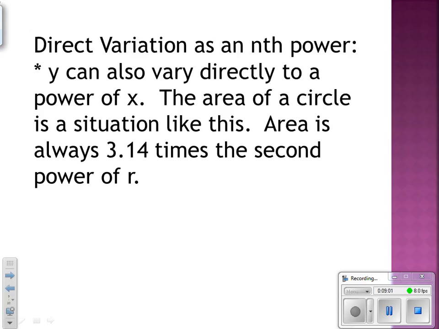Direct variation to an nth power can also occur. Areas of circles are one of those kinds of situations. If you remember back to the formula for the area of a circle, area is equal to pi r squared. Pi always stays the same no matter what the circle, but r can vary depending upon the size of the shape. So it's always 3.14 times that second power of r. So it's going to be one of those direct variation types of problems.